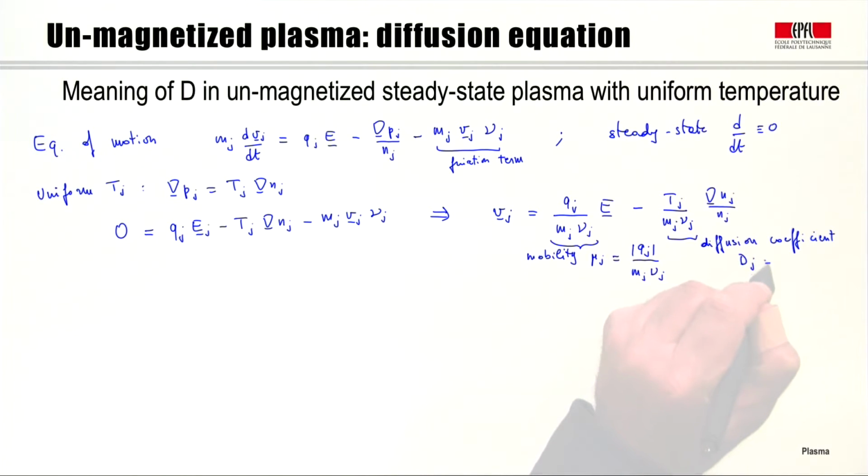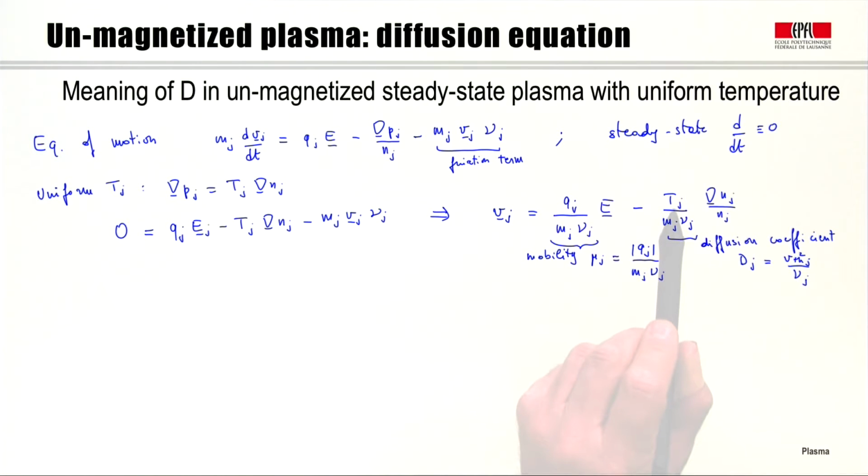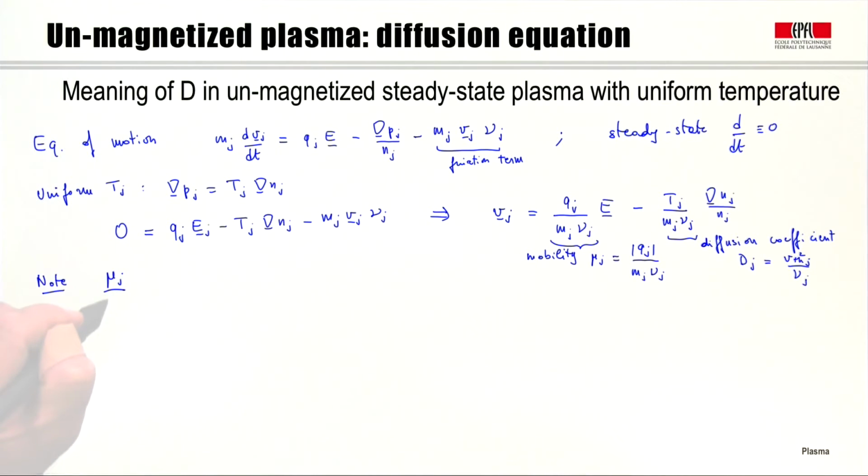So that's Dj, which is the thermal speed for species j squared divided by the collision frequency once more. Of course, the thermal speed squared is the ratio of the temperature divided by the mass. We note, as actually Einstein did, that the ratio of the mobility coefficient divided by the diffusion coefficient is simply equal to the ratio of the charge by the temperature. That's the so-called Einstein relation.